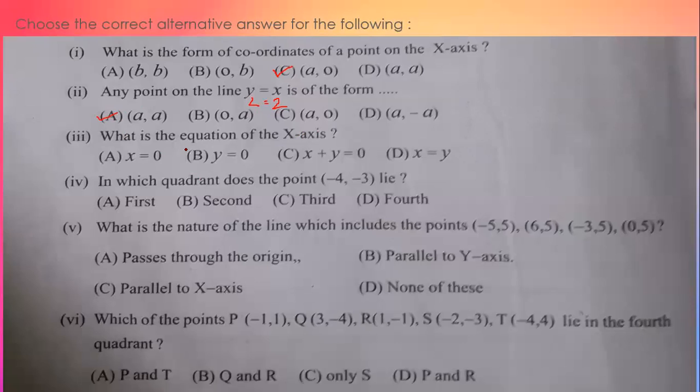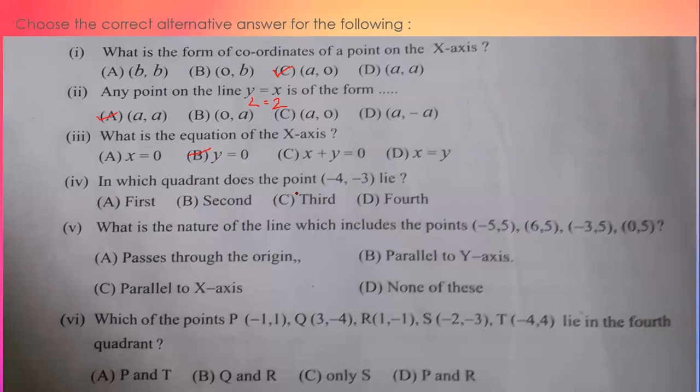What is the equation of the x-axis? x equal to 0, y equal to 0, x plus y equal to 0, x equal to 1. So what will be our answer? The answer will be y equal to 0. Why y equal to 0? Because we need to find the equation of the x-axis, the line passing through the x-axis. So the y coordinate will be 0.